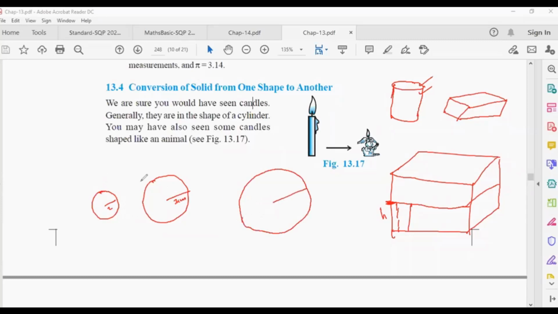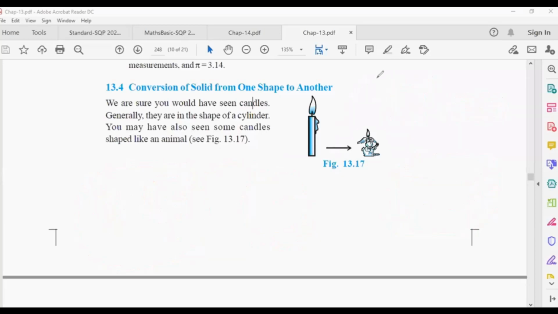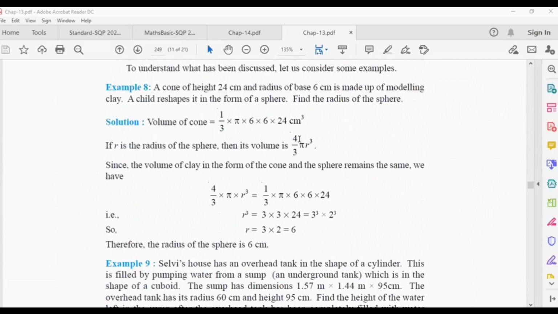Suppose this is volume V1, this is volume V2. The volume of the big one will be V1 plus V2, if we use only the liquid we got by melting the two spheres. So if you melt these two spheres of gold and recast into some other sphere of big size, the volume of the new one will be the sum of the volumes of these two spheres. So that's the concept here. I shall explain the solved problems in the textbook first, then we will move to some exercise questions.